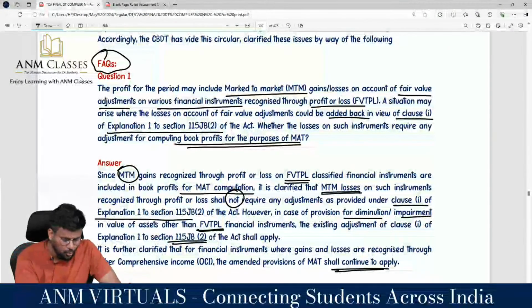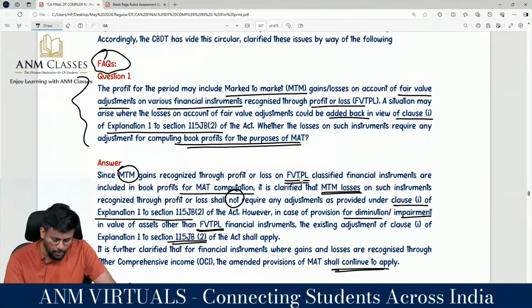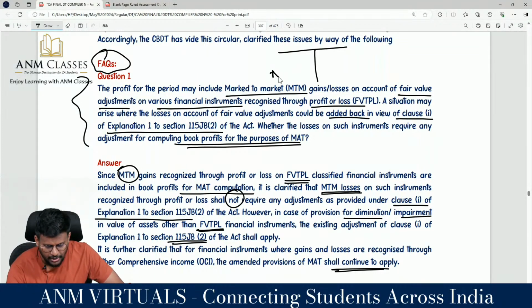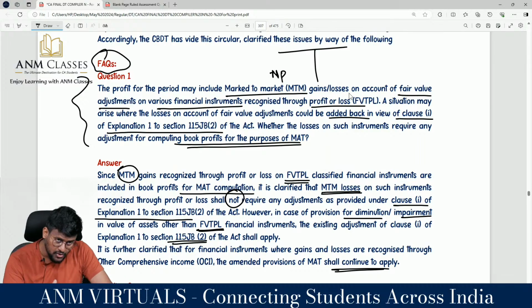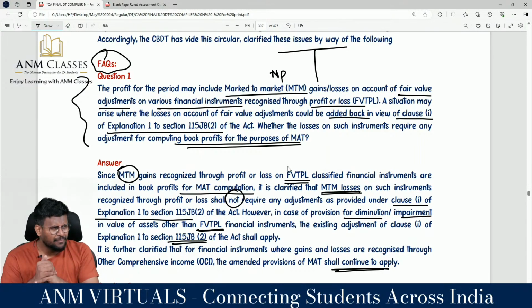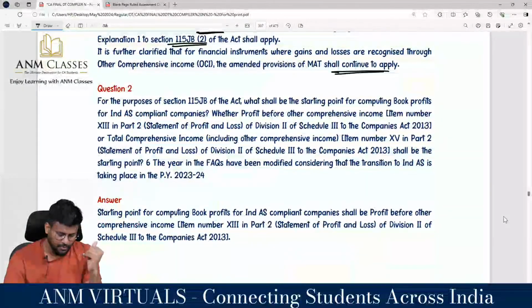So what is the question they are asking? The profit for the period may include, that means in your net profit, the net profit as per P&L, that is our starting point. It may include mark-to-market gain or loss on account of fair value adjustment of various financial instruments recognized through profit or loss. A situation may arise where the loss could be added back in view of clause 1 of explanation 1 to section 115JB subsection 2 of the Act. Whether the losses on such instrument require any adjustment for computing book profit for the purpose of MAT. Yes, if you are creating any provision for diminution in the value of asset or impairment of the asset, then those losses should be added back. Otherwise, generally, sir, no need to add back any losses, my dear lovable students.